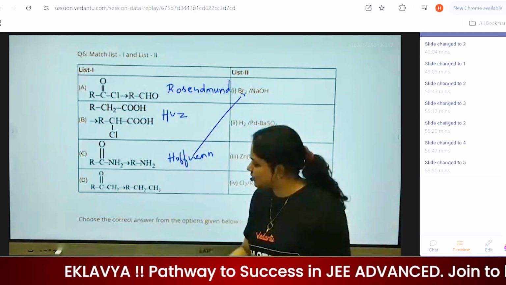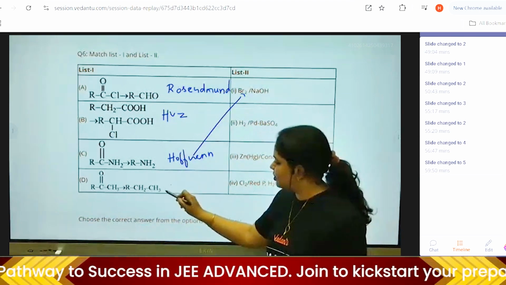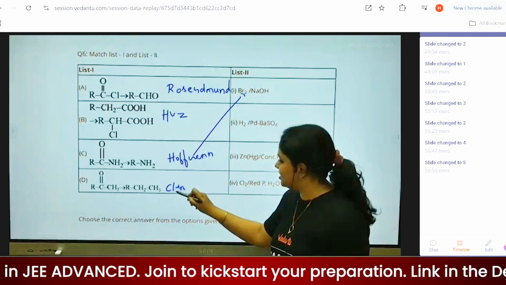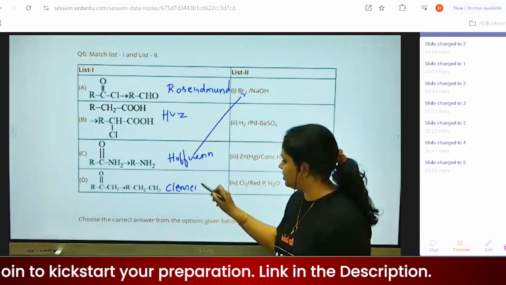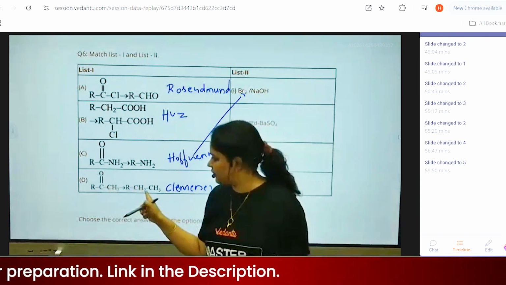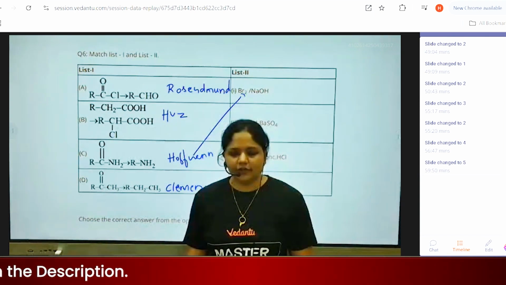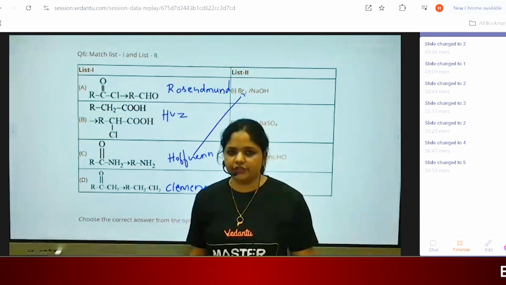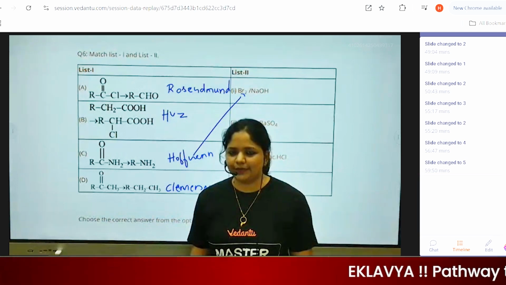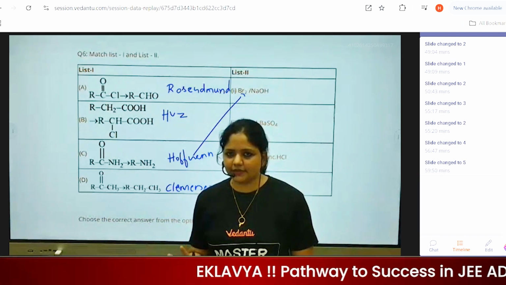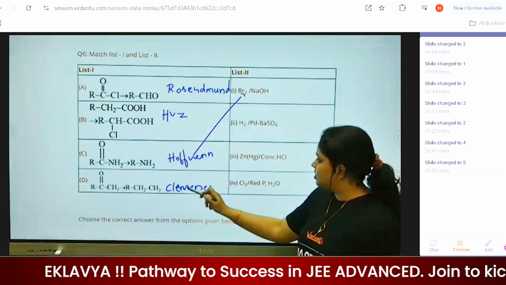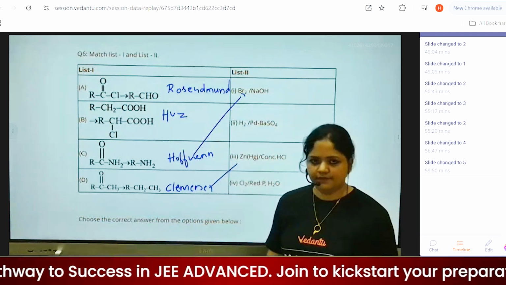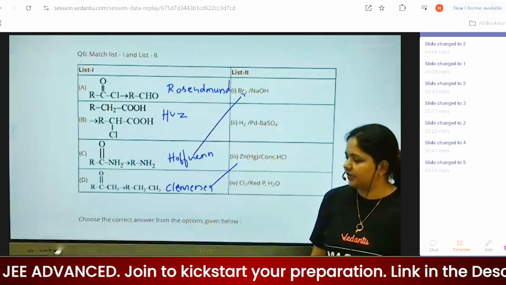Then I'll see this. This looks like a ketone changing to an alkane. This is Clemmensen reduction. For this kind of reaction, ketone changing to alkane, two are there: Clemmensen and Wolff-Kishner. Clemmensen takes place in acidic medium, Wolff-Kishner takes place in basic medium. So yes, this is it: zinc amalgam in concentrated HCl.